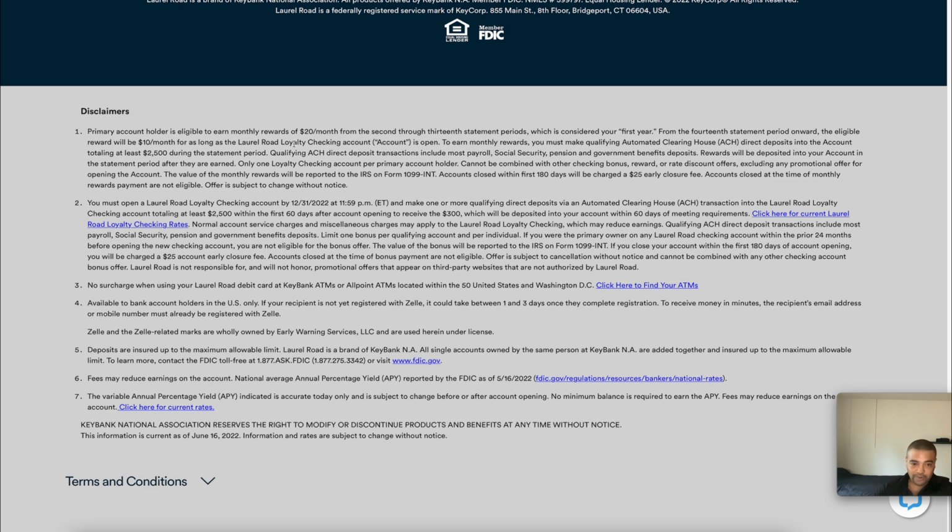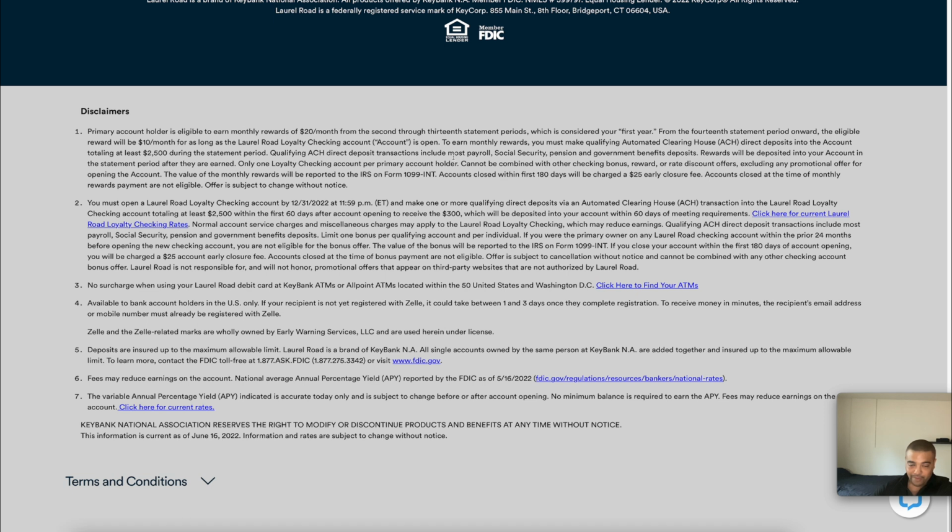So again, what we want to go through here is figure out what we actually have to do. In order, primary account holders are eligible to earn a monthly $20 reward from the 2nd through the 13th statement period. This is important because it tells you when this is actually taking effect. For basically a year, you can earn $20, because they're considering that your first year. Then from the 14th statement period onward, the eligible reward will be $10 a month as long as the account is open.